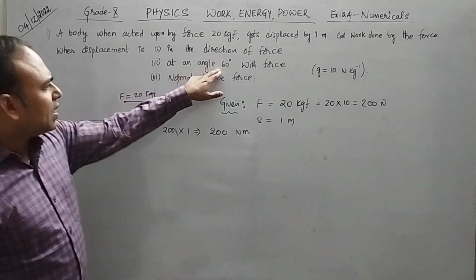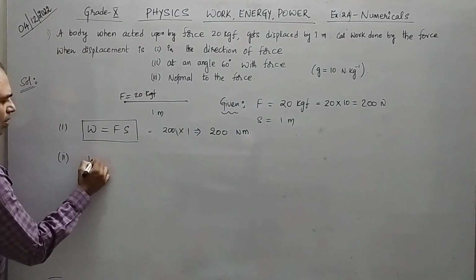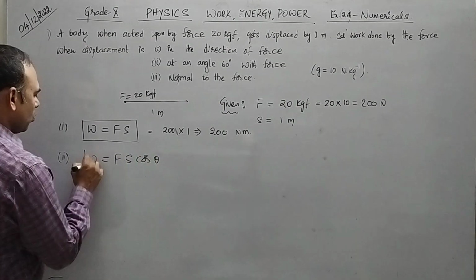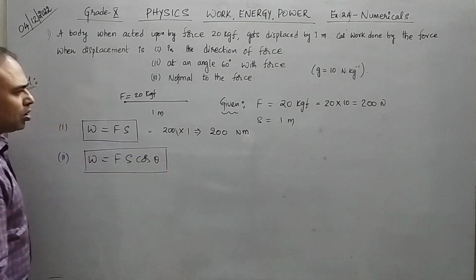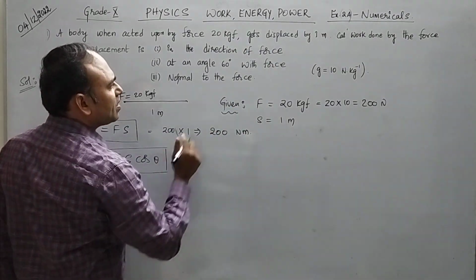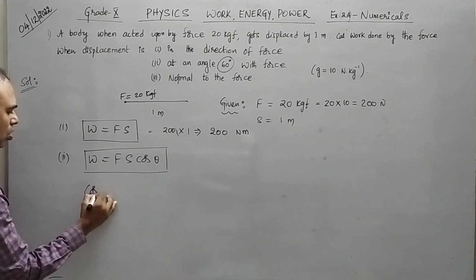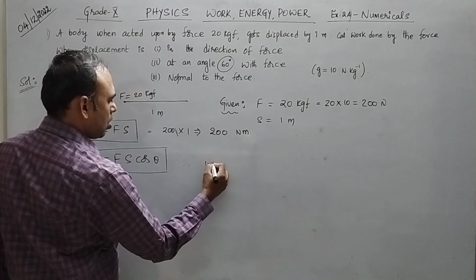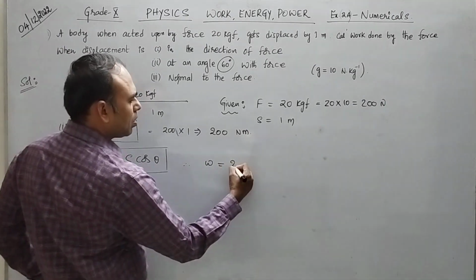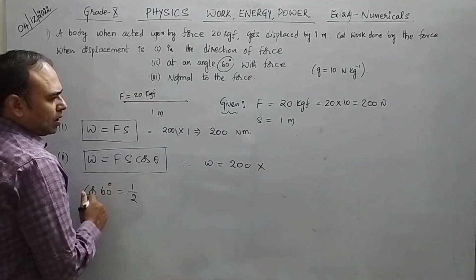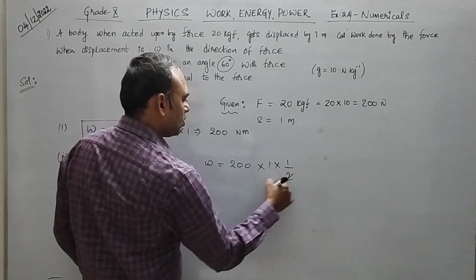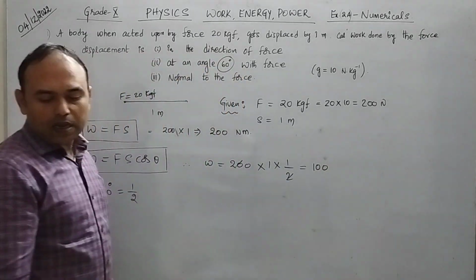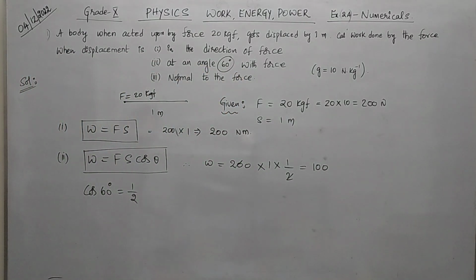Now the second one. They are asking by making an angle of 60. So in that case, what is the formula applied? W is equal to Fs cos theta, where theta is the angle given. Here in this case they have mentioned 60, so cos 60 is 1 by 2. Therefore work is equal to force 200 into displacement 1 into 1 by 2. So we are getting 100.